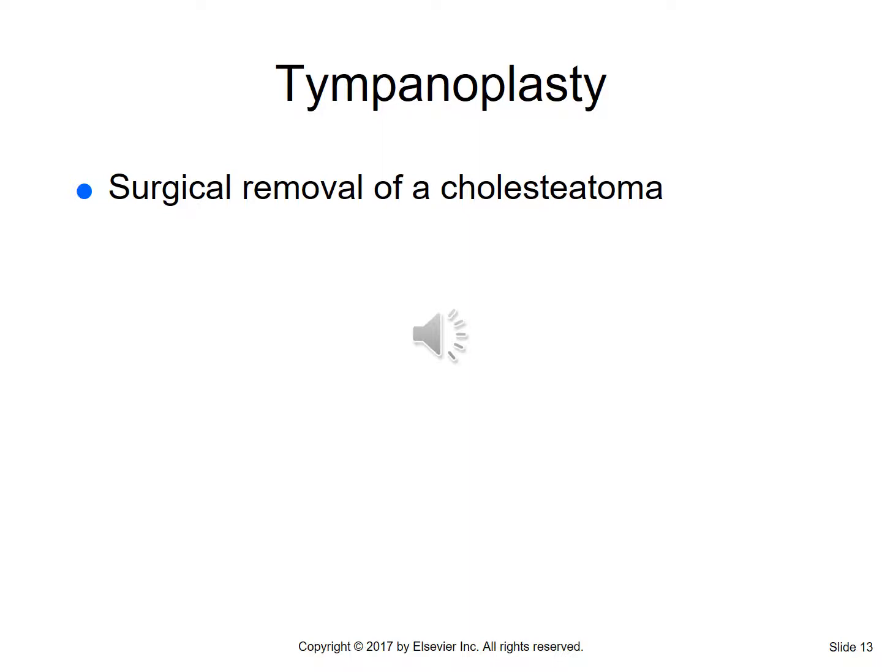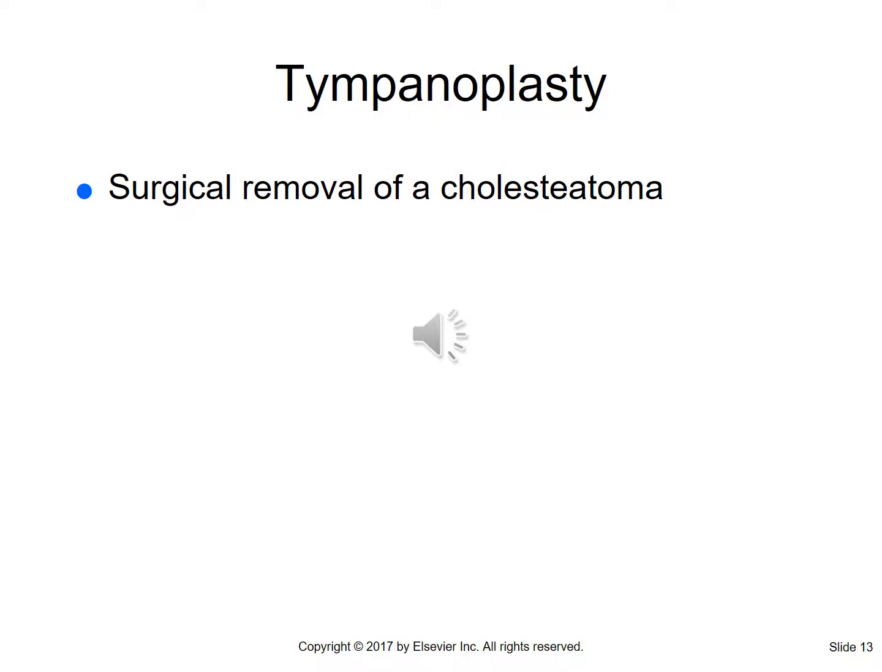So surgical removal of the cholesteatoma and mastoid bone may or may not involve reconstruction. So anytime we're doing a tympanoplasty, we're doing surgical removal of the cholesteatoma and mastoid bone, and it may or may not involve reconstruction. Two methods that we use are the underlay method and the overlay method. Underlay technique is where we go in and the tympanic membrane is lifted away, and the middle ear is filled with gel foam and a support graft.